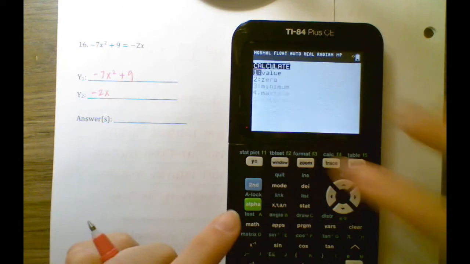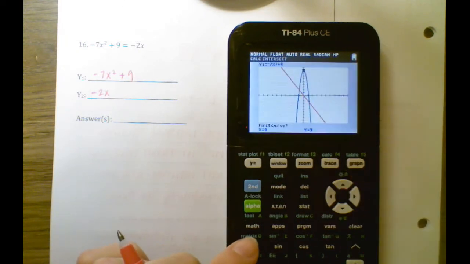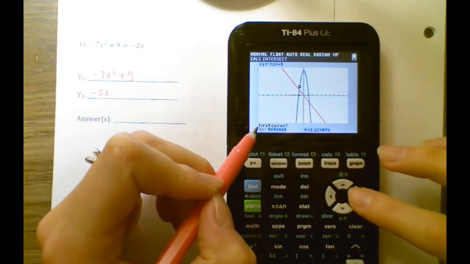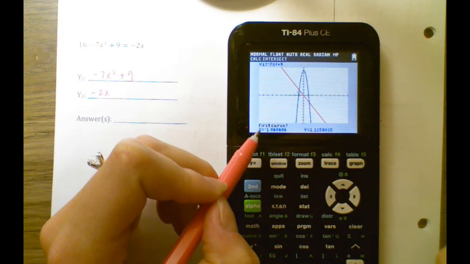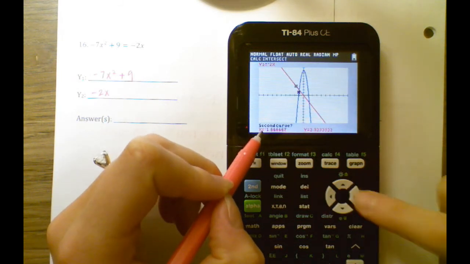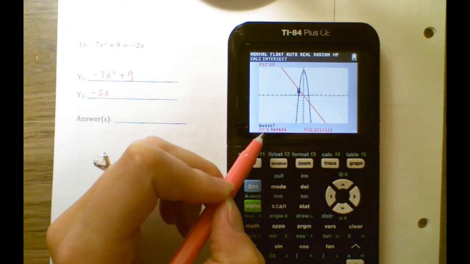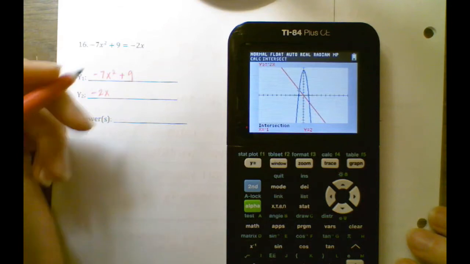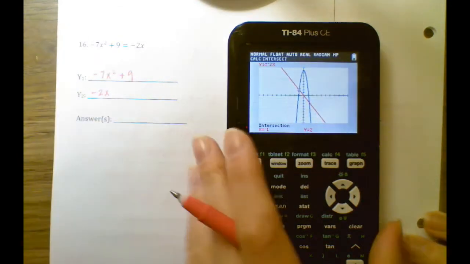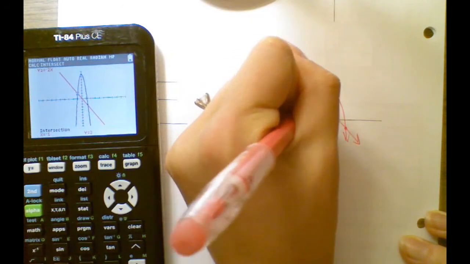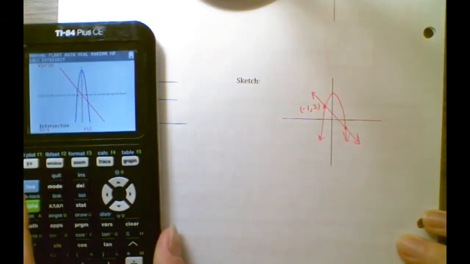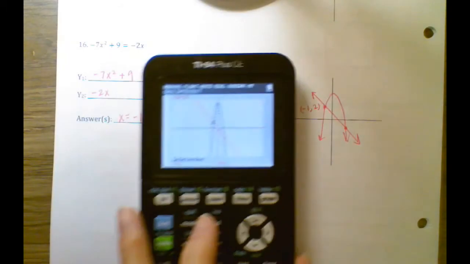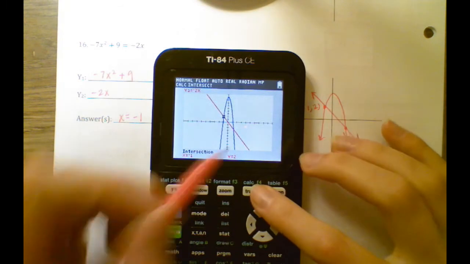So second, trace, intersect. Now I'm going to have to go through this process 2 times because I have 2 different intersections. This says first curve, which is on this blue curve. So get as close as you can to the intersection as possible. Second curve, that's on the red curve. I think the intersection's here. And then guess, you have to hit enter again on where you think the intersection is. And it looks like it's at negative 1, 2. So that means x equals negative 1 because you're solving for x, right? Okay, so we got to do that again for this guy over here.